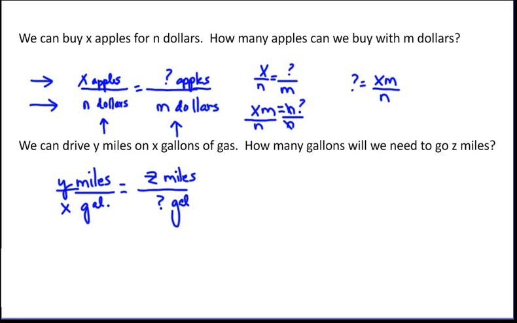So once again, just checking out the proportion to see if it is acceptable. These both have to do with the original situation. These both have to do with the new situation. Both of the phrases on the top have to do with miles, and both on the bottom have to do with gallons. It looks good. Let's rewrite it without all the labels.